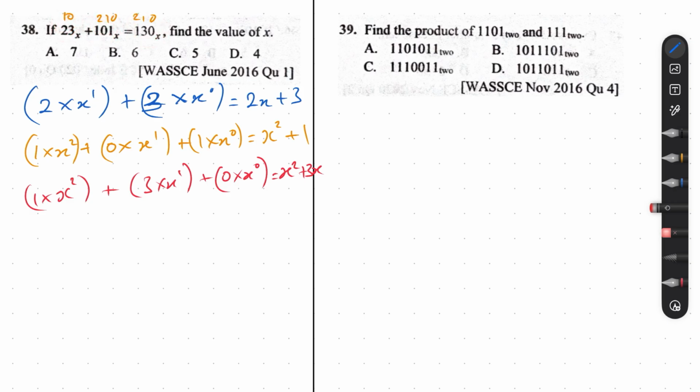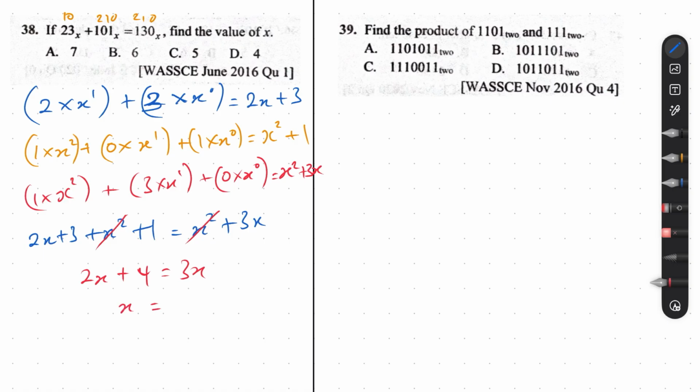So that is 2x plus 3 plus x squared plus 1 is equal to x squared plus 3x. So let's try to solve the equation. x squared will cancel x squared, then we are left with 2x plus 4 is equal to 3x. Finally, x gives us 4. So our answer is 4. Cool. Let's move on to question number 39.